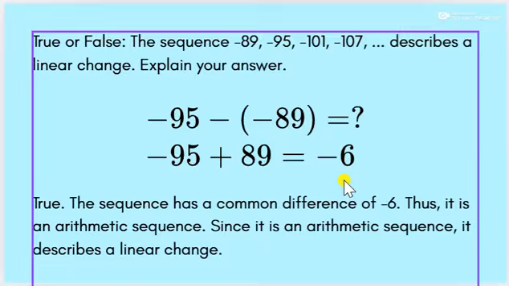That means that our rate of change, or our common ratio, is negative 6. I guess it's not a common ratio, it's a common difference. It's morning. I'll get there.